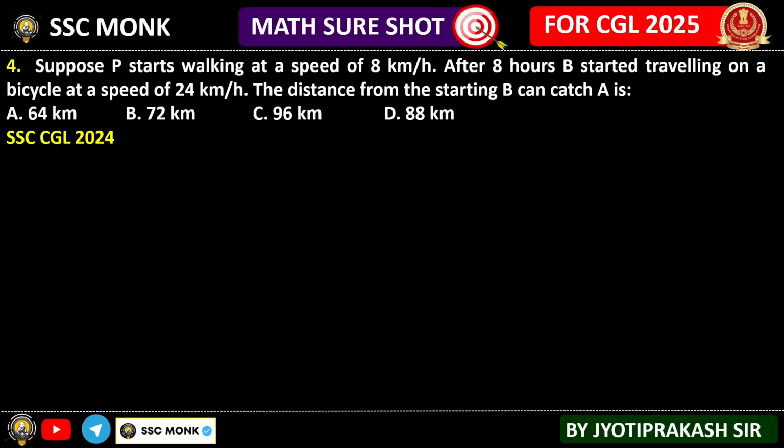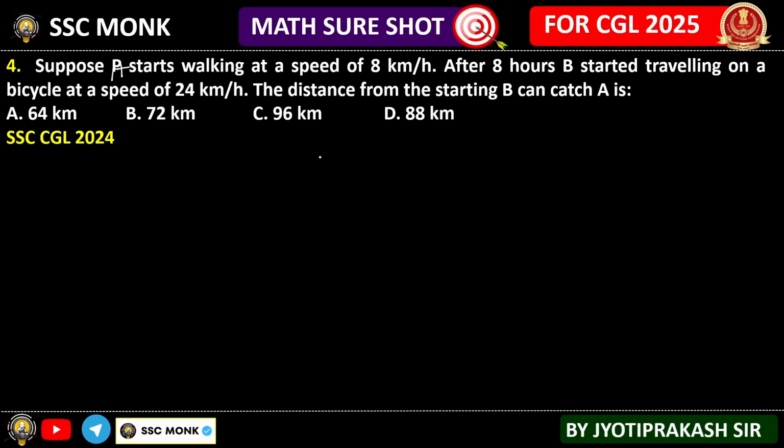Next. Suppose P starts walking at the speed of 8 km per hour. After 8 hours, B started traveling on a bicycle at the speed of 24 km per hour. The distance from the starting B can catch A is what? See, it is saying here instead of P, it will be A, okay? So let's say, suppose A starts walking at the speed of 8 km per hour. After 8 hours, B started traveling at the speed of 24 km per hour. Now the distance from the starting B can catch it.